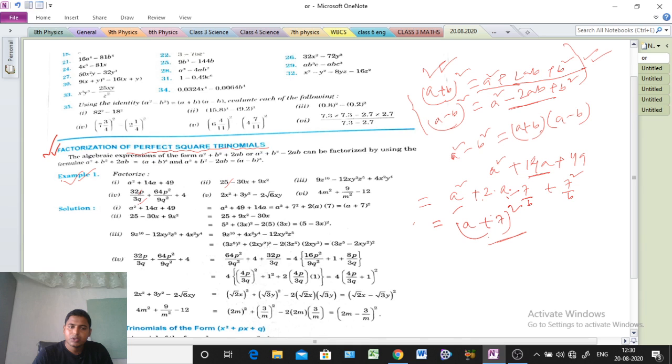Clear? So here 3x means what? B. And a what, sir? A is 5, a equal to 5 only. This is a. So now the a minus b whole square formula is coming. Yes, the a minus b whole square formula was there: a square minus 2ab plus b square. So here also it is 5 square minus 2 into 5 into 3x plus 3x whole square. So that means we can write a minus b whole square. So a means 5, minus, b means what? 3x. So 5 minus 3x whole square. This is the answer.